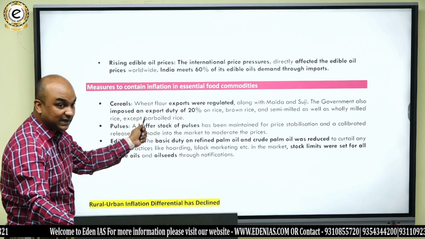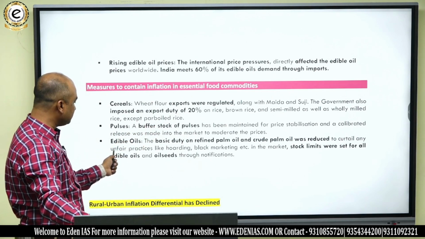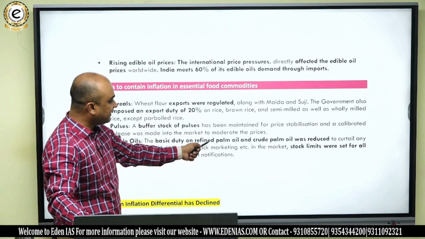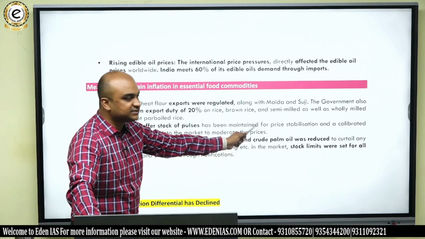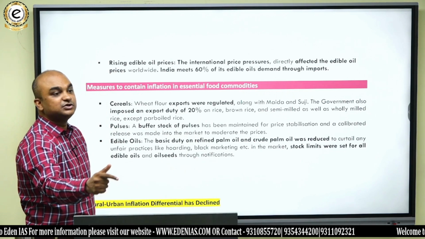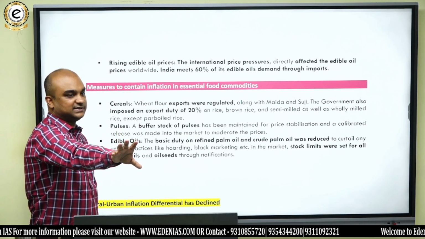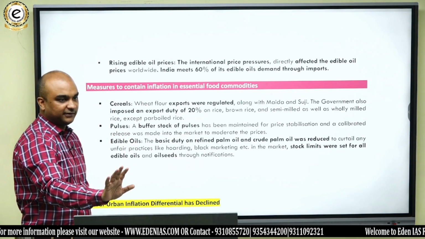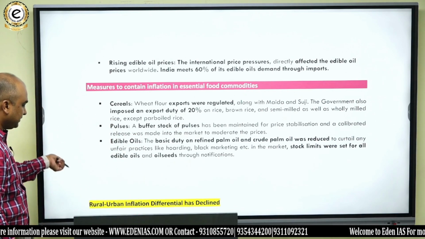So buffer stocks are created, remember this, during inflation. Edible oils: the basic duty on refined palm oil and crude palm oil was reduced. Duty means customs duty. So customs duty is reduced, excise duty is increased, and buffer stocks are created. Do you understand that? During inflation, these are some of the measures to curb inflation.